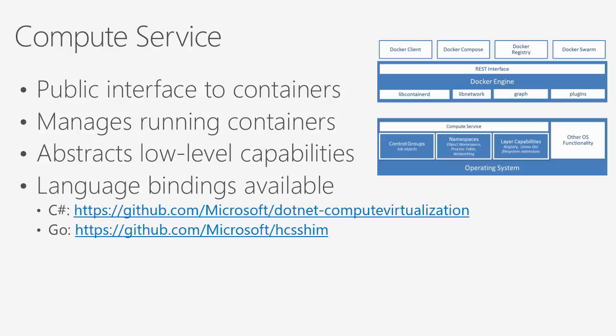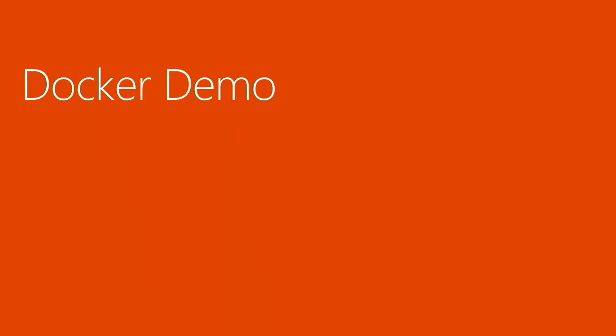The second one here is the HCS shim. That's actually the library that we use ourselves for our work with Docker. But if you want to understand, at an API level what this looks like, then you can go have a look at those 2 projects. Here's my demo that I did a little bit early that I'm going to skip over.